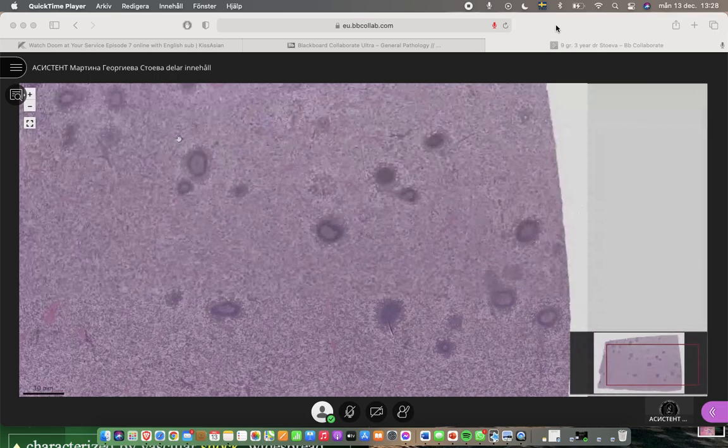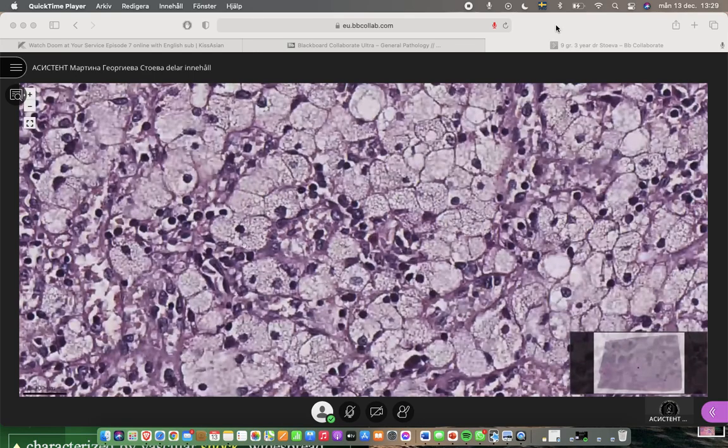Doesn't matter where you zoom in, you find cells, actually macrophages, with foamy cytoplasm. You can see these small droplets in the cytoplasm. If you make the diagnosis of Gaucher disease, you'll be asked, so these macrophages are abnormal findings. There shouldn't be so many foamy macrophages within the red pulp of the spleen. So they deposit because of the lack of an enzyme.